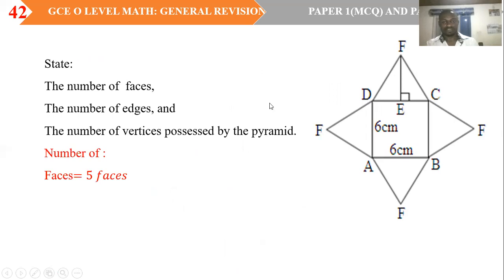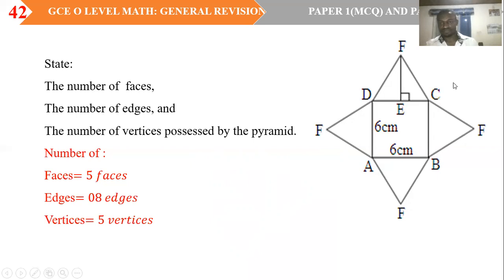The number of edges. Now we see that for the number of edges, this triangle and this triangle, when you enclose the pyramid, they coincide, meaning that these 2 triangles give 2 edges, making a total of 4 edges. And this square base has 4 edges, 1, 2, 3, 4. So the number of edges is 8.